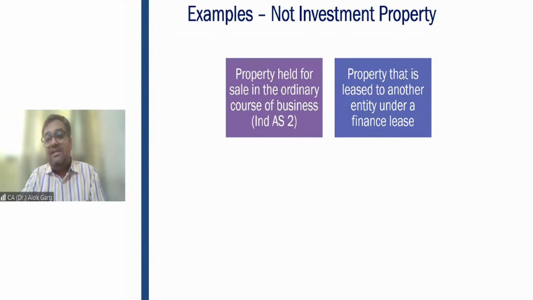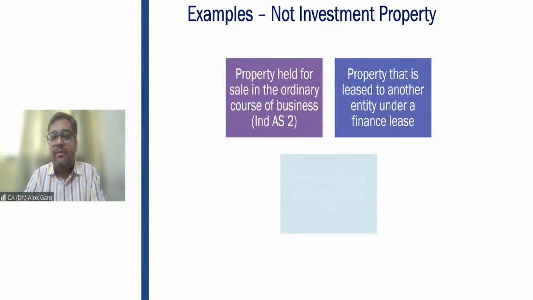Property which is leased to another entity means property which is given on a rental basis, but that arrangement is a finance lease, right? In that case, even the asset will be de-recognized. The lease receivable will be there. And that's how, if the asset is de-recognized, then there is no question which arises for the investment property. If the asset is not in the books at all, then the question does not even arise whether it will be PPE or investment property. It is not an investment property.